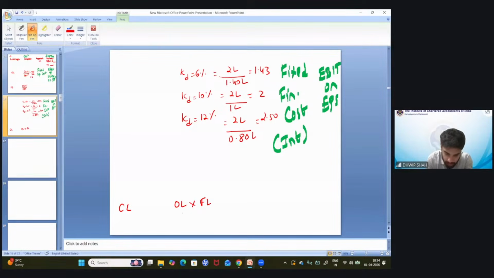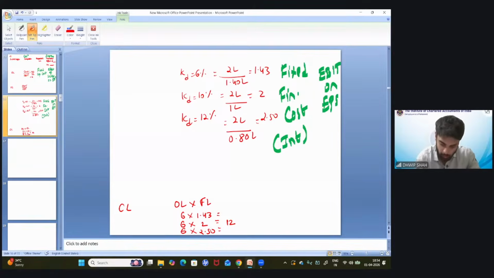So scenario 1 will be OL is 6, FL is 1.43. Scenario 2, OL is 6, FL is 2. Scenario 3, OL is 6, FL is 2.5. So, in solution, they have solved for first scenario, but since question is silent, I will advise आप तीनों scenario में solve करके आओ.